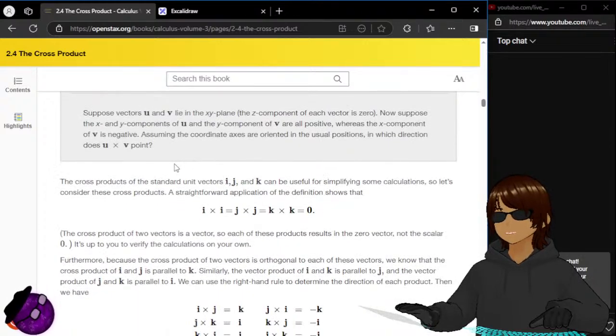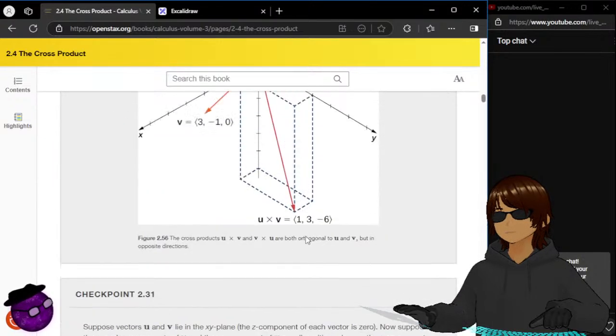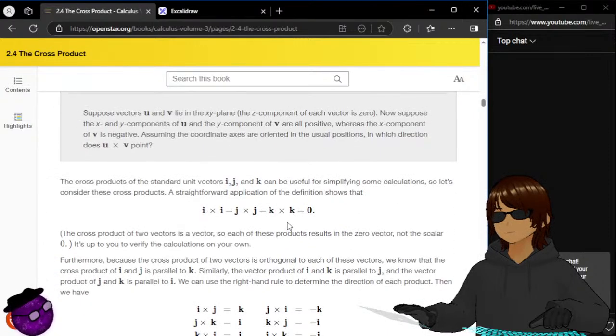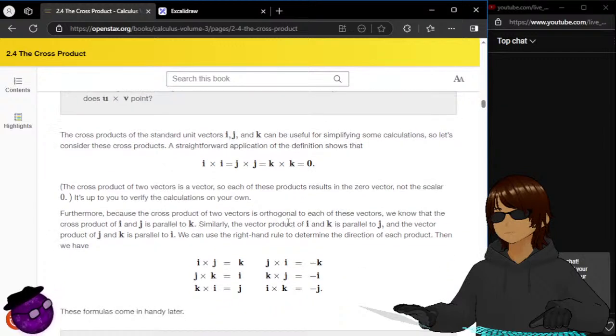The cross products of the standard unit vectors i, j, k can be useful for simplifying some calculations. So let's consider these cross products. A straightforward application of the definition shows that i cross i, j cross j, and k cross k all give 0. The cross product of two vectors is a vector, so each of these products results in a zero vector, not a scalar 0.